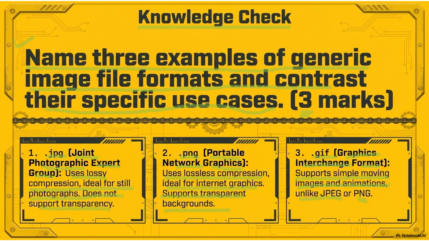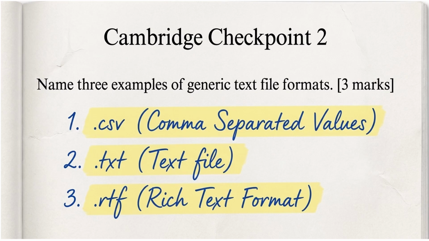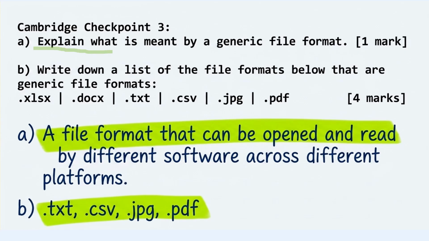And here is another question. Name 3 examples of generic text file formats. 3 marks. 1. .csv, comma separated values. 2. .text or .txt, text file. And 3. .rtf, rich text format. The last one. Explain what is meant by a generic file format. 1 mark. The answer: a file format that can be opened and read by different software across different platforms.